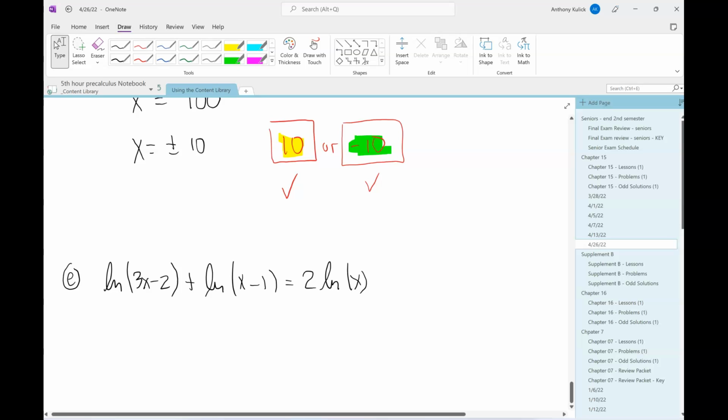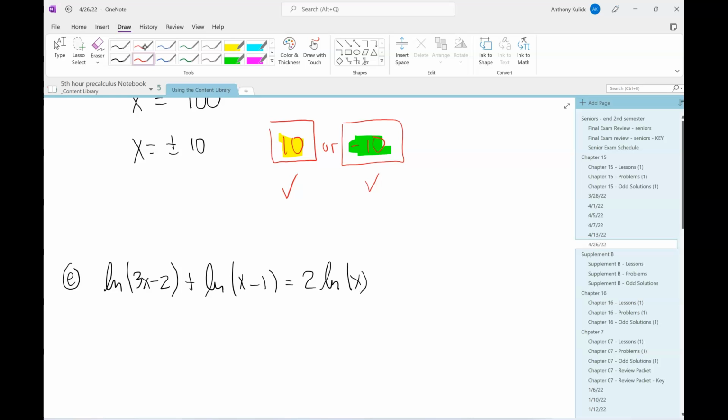All right. I look at this one, and there's some weird stuff going on here. What do you notice? I got x's in 3 places, and I have 3 logarithms, right? What does ln mean again? It's log base e. Remember that irrational number e that we talked about before break? All right.